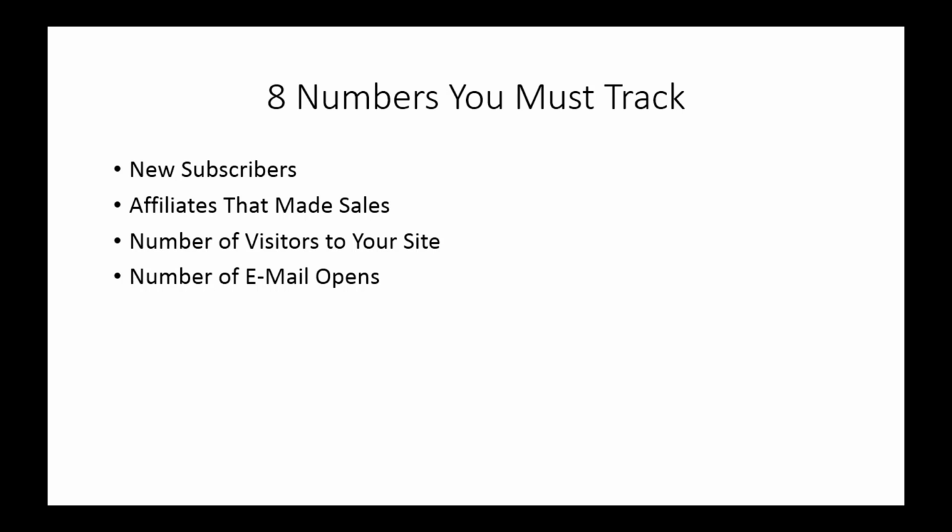Keep track of the number of people who are opening your emails. This is where you are going to determine whether or not your email copy is working, right? Because if you're getting new subscribers but your emails are turning people off, you need to change the way you write emails, right? So keep track of the number of email opens you're getting. Keep track of them in relation to the number of people that are subscribing to your list. It's a percentage you want to keep track of.